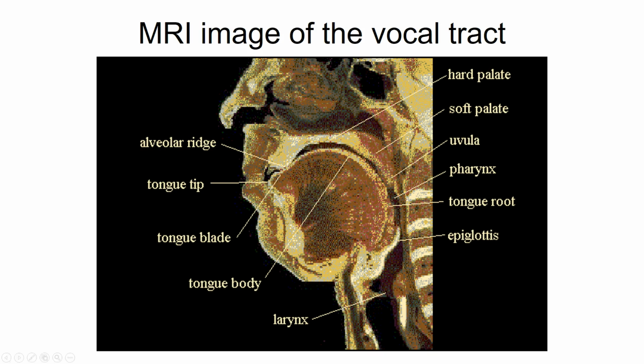Here is an MRI image of the vocal tract showing some of those different active and passive articulators in a mid-sagittal scan of an actual human body. So this isn't some sort of drawing or approximation. This is a scan of an actual person showing the different sections of the tongue, location of the alveolar ridge, hard and soft palates, uvula hanging down at the end of the soft palate, pharyngeal region in the back near the tongue root and epiglottis, and leading down through the larynx to the rest of the respiratory cavity.